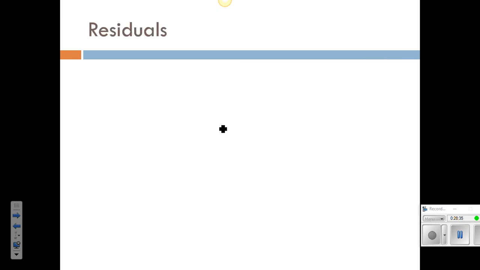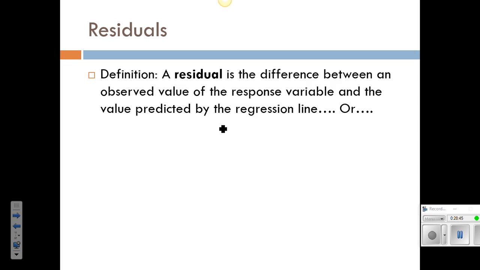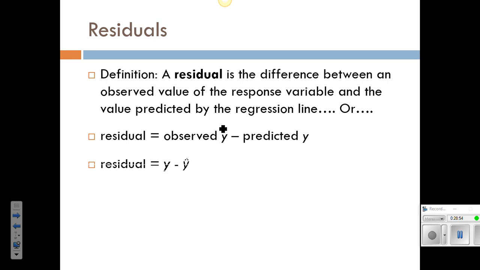All right, residuals. Anyone know mathematically what a residual is? That's what second period told me, what's left over. Okay. A residual is the difference between the observed value and the predicted value. Or it's just observed y minus predicted y. Or it's just y minus y hat.